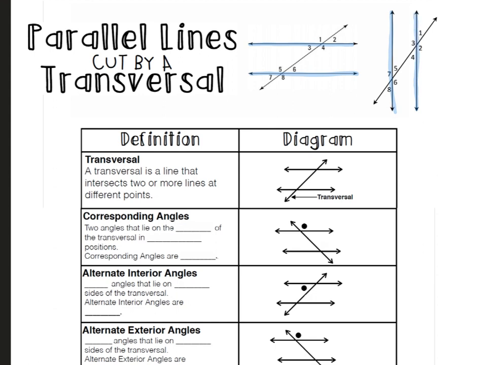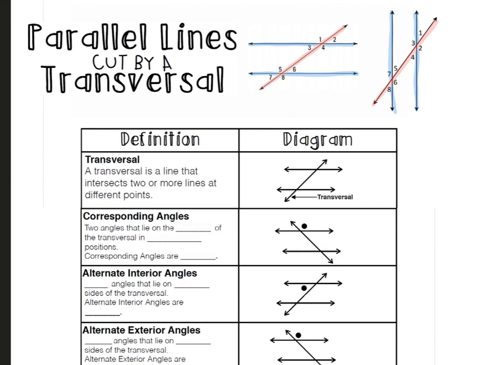The other part of the title is that these parallel lines are being cut by something called a transversal. We can see here that these two lines are cut by this diagonal line on each one, and that is something we call a transversal. We're going to get into that in a moment.